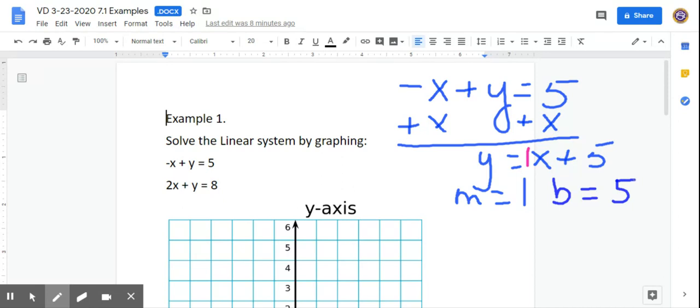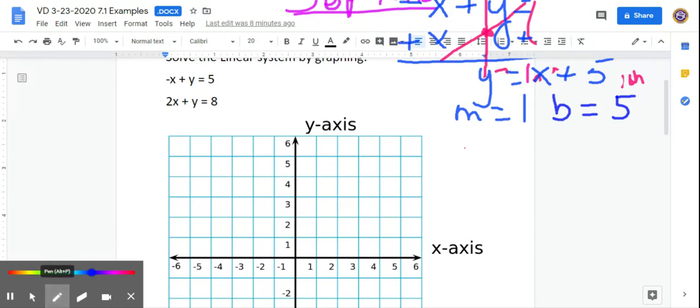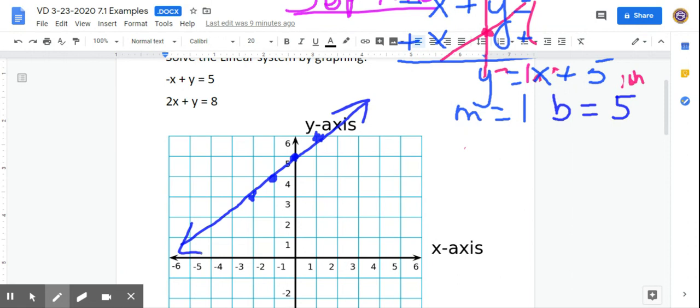Now we have to plot the graph, plot the line. So we go up to 5, 1, 2, 3, 4, 5, and we put a point. Then our slope is 1. Remember, that's rise over run. So up 1, over 1, or down 1, left 1. And you can keep going down 1, left 1. And then we're going to draw our line.